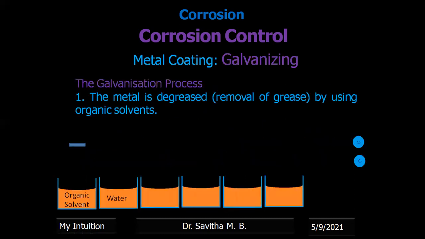Now, let us discuss the process of galvanizing. Let us assume we have an iron block which has to be coated with zinc. Before coating, we need to ensure that the surface is clean, because if there are any impurities, later these impurities will cause pitting corrosion. We have discussed this, right? Therefore, it has to be cleaned properly.